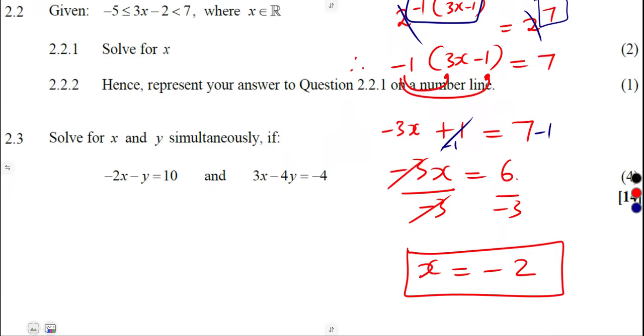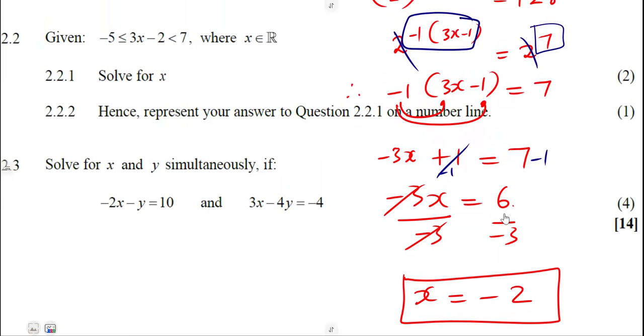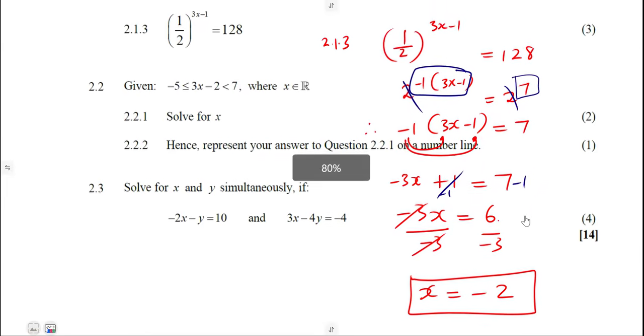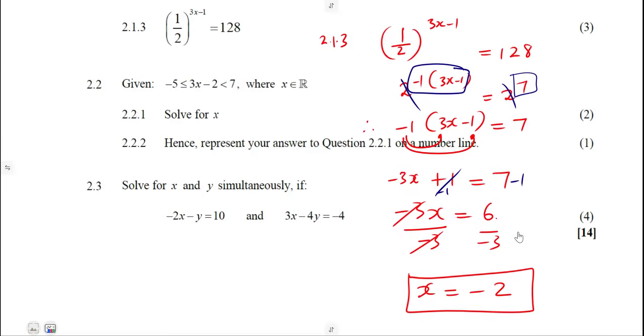So that is how these questions can actually be given, as you just need to know your basics of your equations and so on.